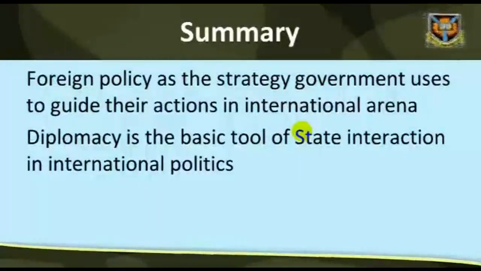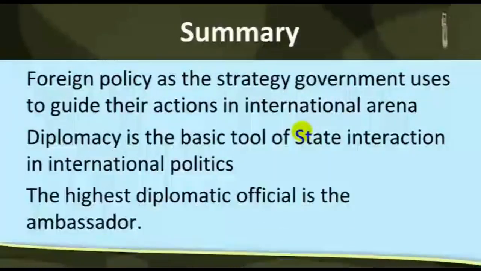Those who carry out the function of diplomacy are known as diplomats. Diplomats' functions include representation, negotiation, reporting, and protection of citizens and state interests in foreign land. The highest diplomatic official is the ambassador. End of study session 3.